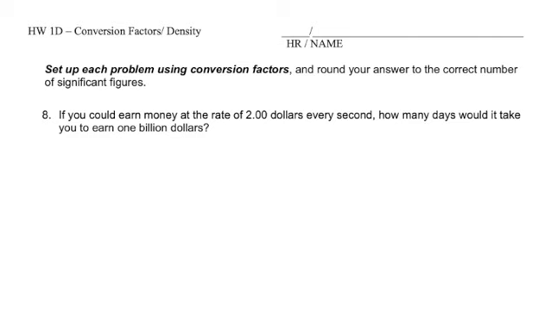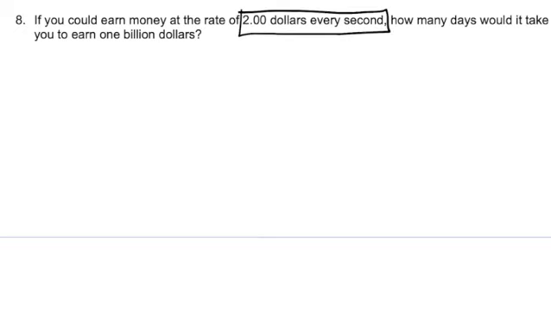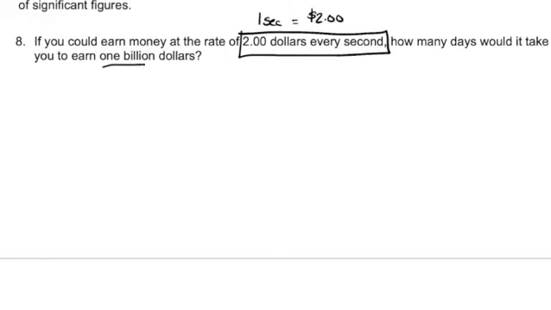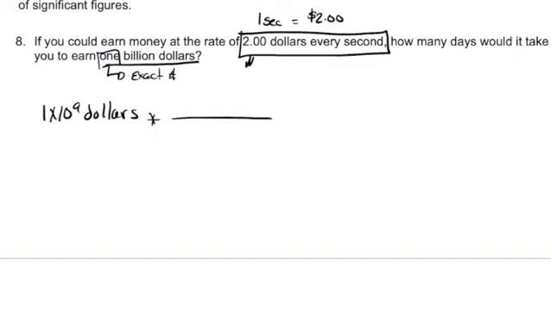Number 8, if you could earn money at the rate of $2 every second, how many days would it take for you to earn $1 billion? This one's actually a pretty easy question to do. We're going to identify the conversion factors. 1 second equals $2. And I want to find out how long it would take to earn $1 billion. And remember, when 1 is written out like this, that means exact number. So we're going to take $1 billion, and I'm going to write it in scientific notation, 1 times 10 to the 9th dollars. And I'm going to use this given conversion factor, $2 in 1 second.